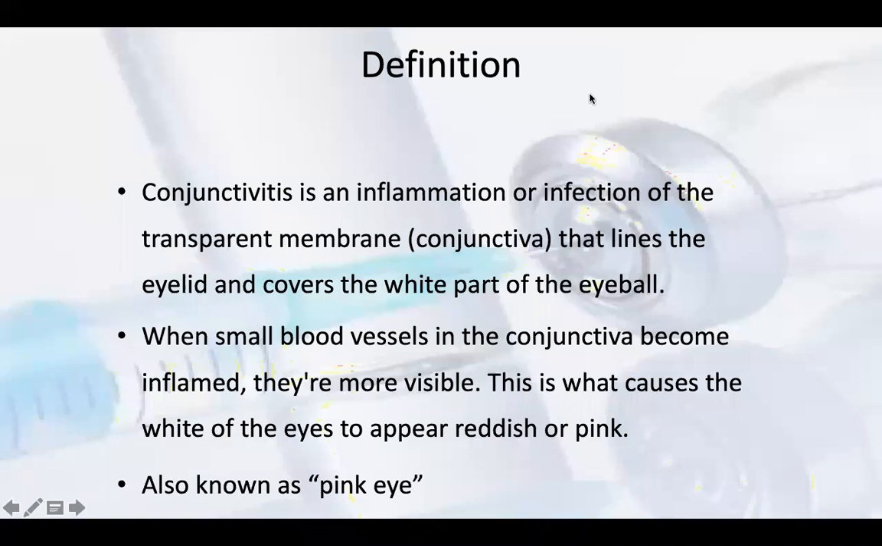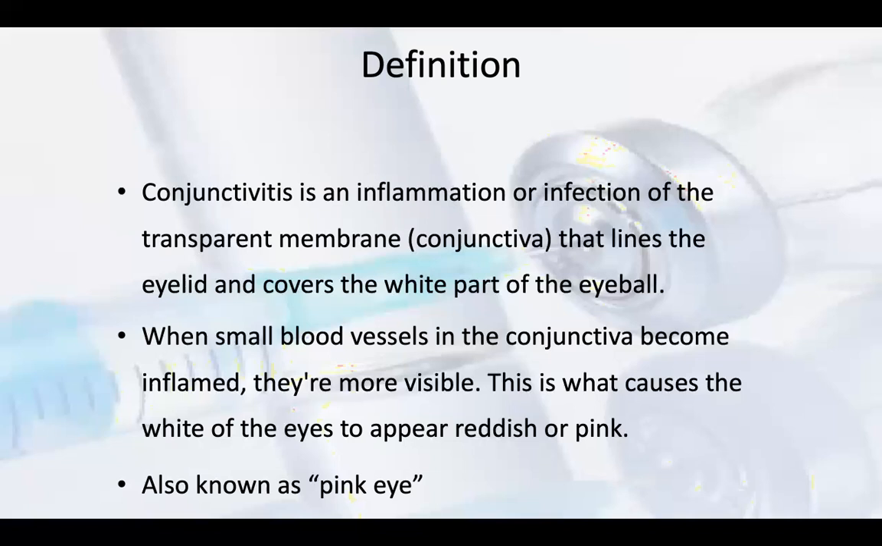Conjunctivitis is an inflammation or infection of the transparent membrane, the conjunctiva, that lines the eyelids and covers the white part of the eyeball. When small blood vessels in the conjunctiva become inflamed, they are more visible. This is what causes the white of the eyes to appear reddish or pink. So what happens? It lines the eyelids and covers the white part of the eyeball. When it's infected, it becomes red.